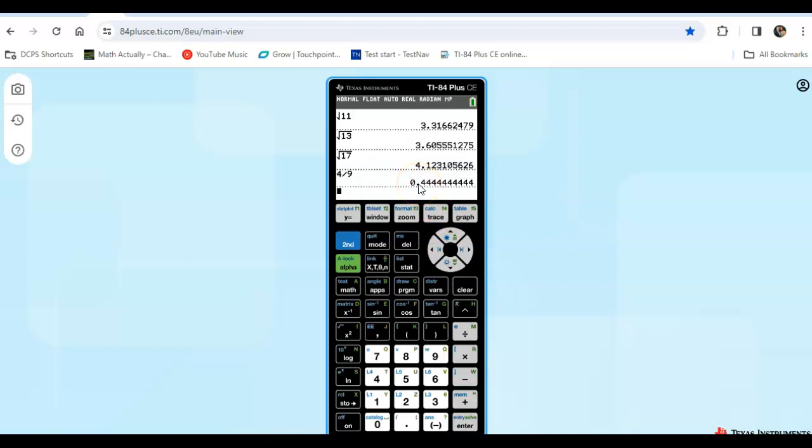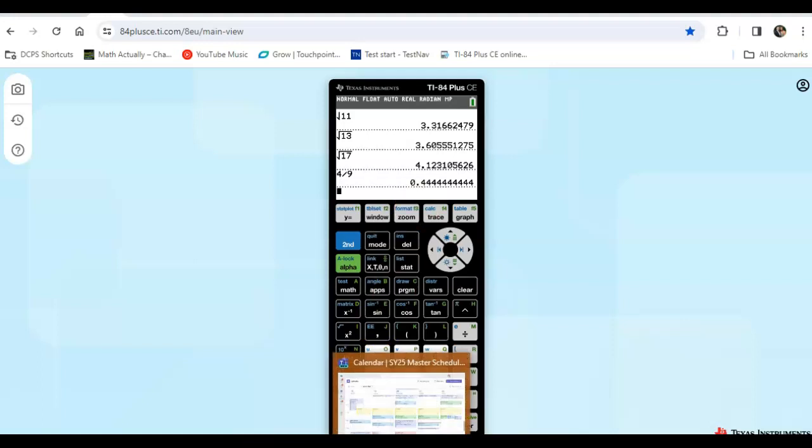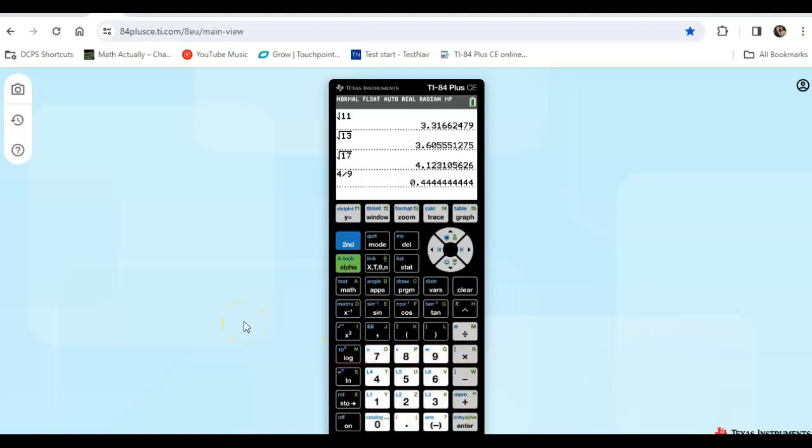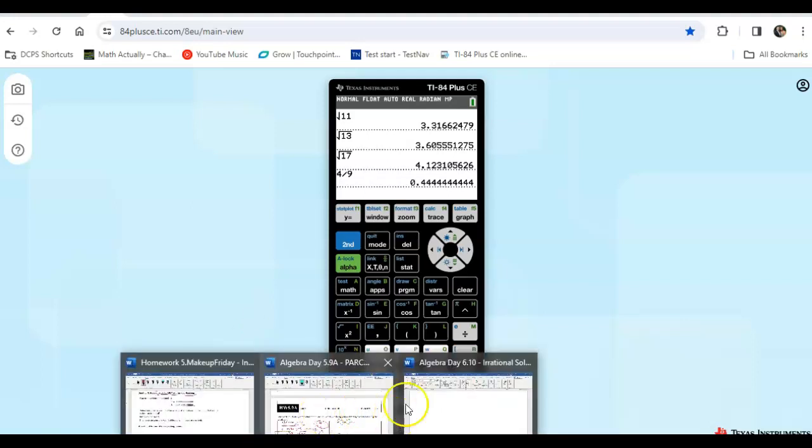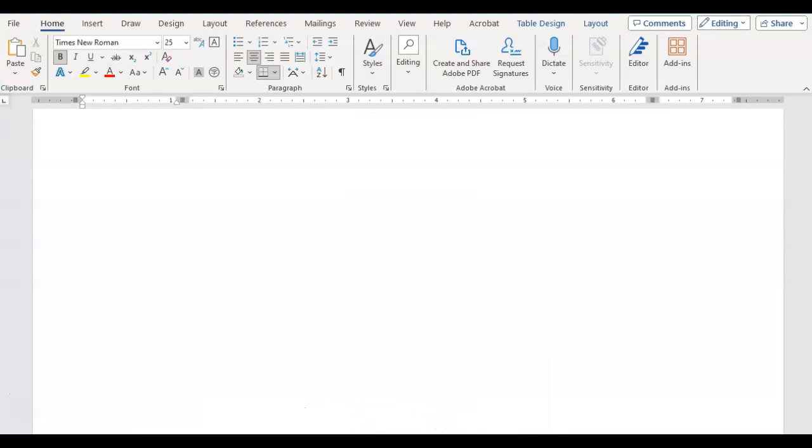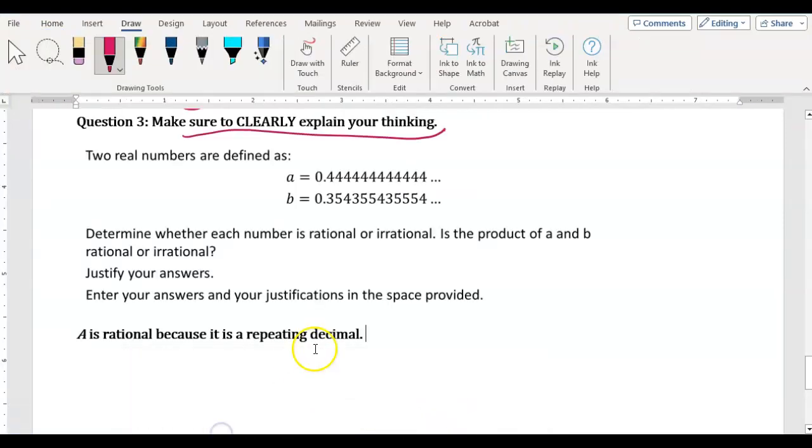So that is it, right? And when you're trying to decide what those repeating decimals are, it can be helpful to think about what it would be close to and then adjust up or down from there, okay? So let's take a look. Oops, that's the wrong one. All right, so A is rational because it is a repeating decimal. It can be represented as 4 out of 9.